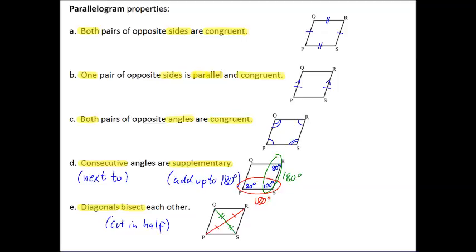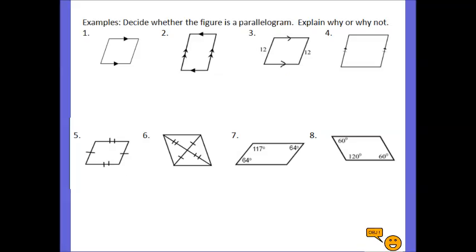Let's practice using these properties on some examples. Decide whether the figure is a parallelogram and explain why or why not. I want us to look at the first two examples together. Example number 1, is this a parallelogram? We have one pair of opposite sides that are parallel, but that is not enough. We need two pairs, so the answer is no. Only one pair of opposite parallel sides.